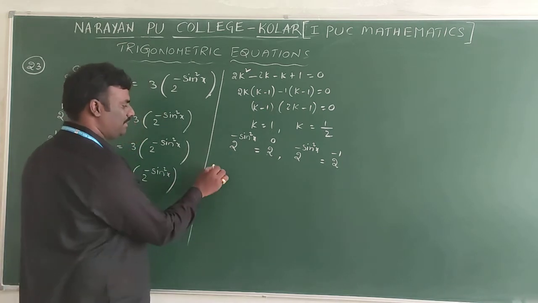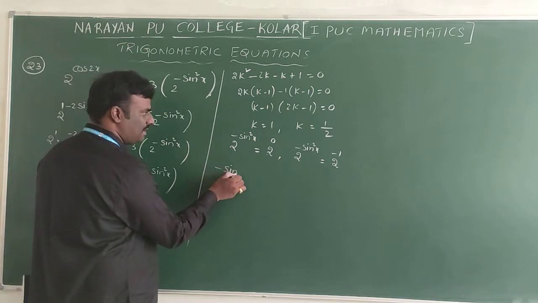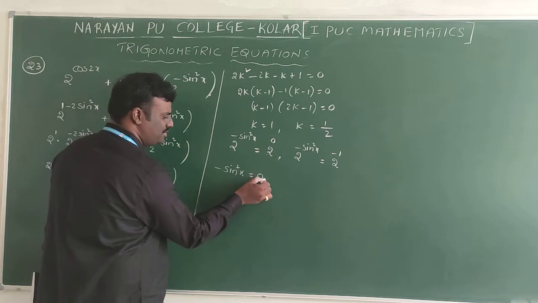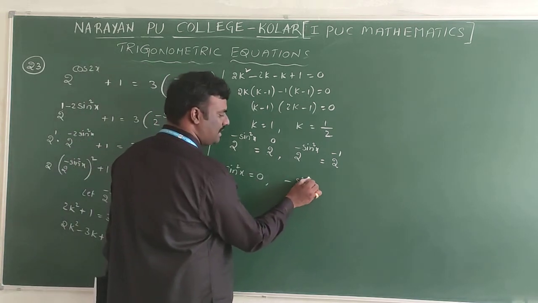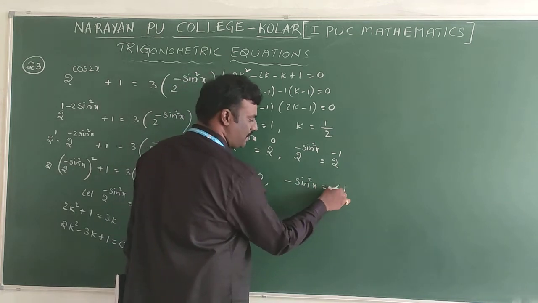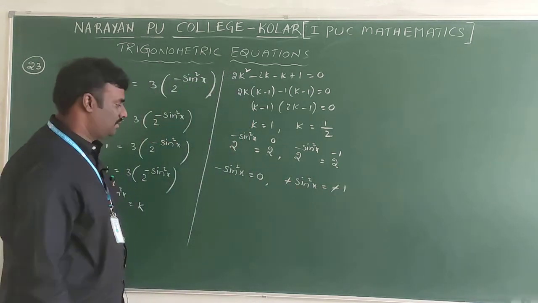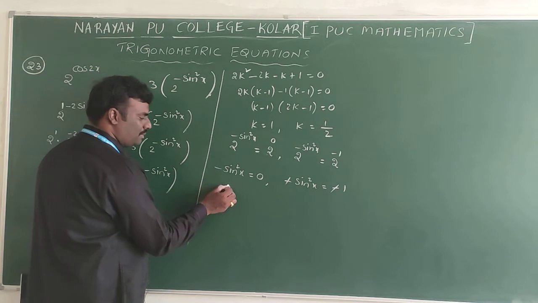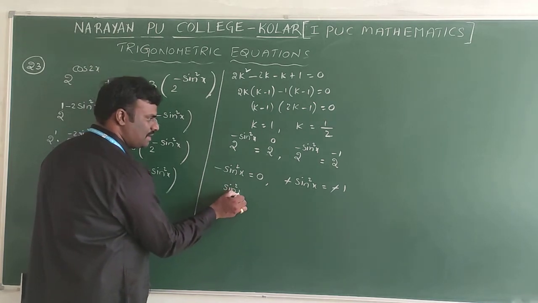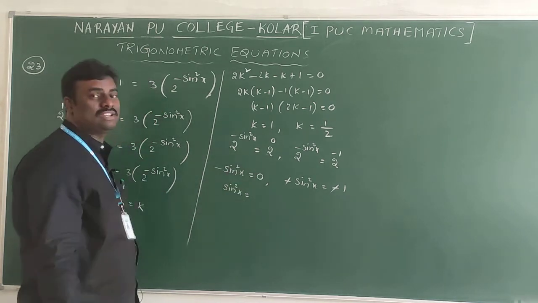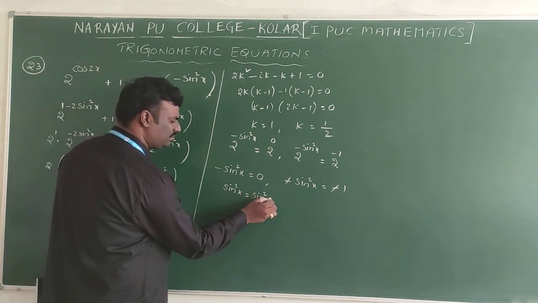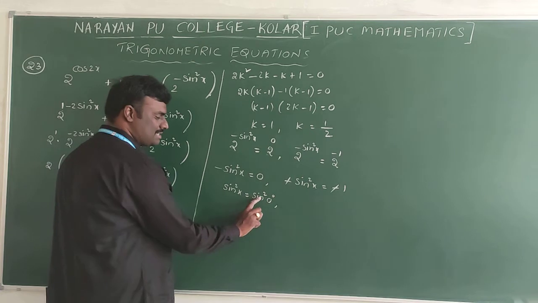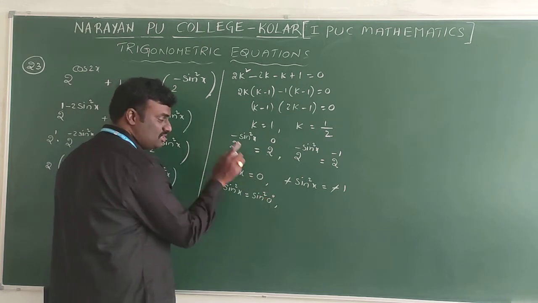Okay, now what will you get? Minus sin square x is equal to 0. Here also, minus sin square x is equal to minus 1. Minus minus cancel. You send minus to that side, no problem. Sin square x is equal to what will you get? 0. This can be written as sin square 0. Why? Because sin 0 value is 0, and 0 square means 0 only.